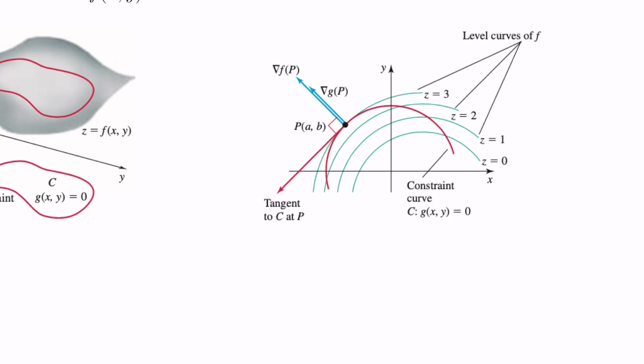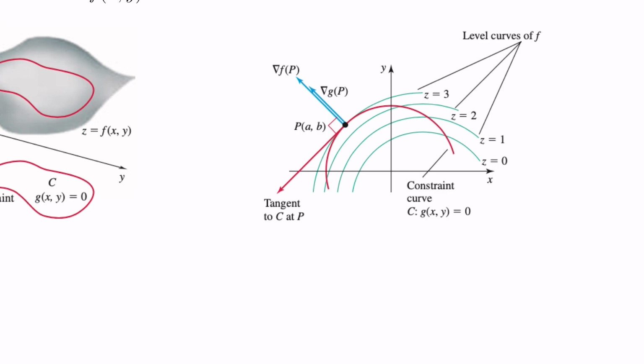And as we move past P along C, if we continue moving in these directions toward P and then get past P and move this way, as you can see, the value of z, or the value of f, decreases. So what is special about the point P at which f appears to have a local maximum value on C?